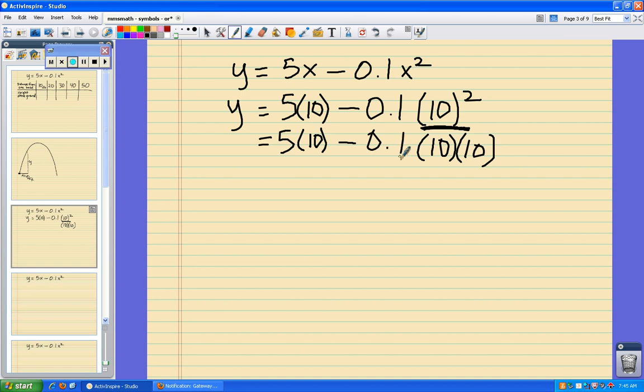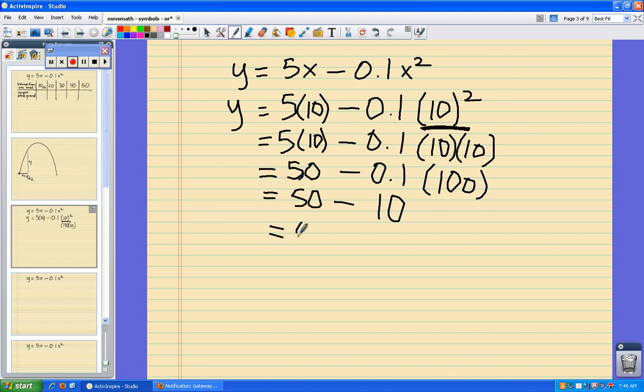Now we start our calculations. Do we multiply first or do we subtract first? Multiply. So, 5 times 10, 50. We'll take this one in little parts. 0.1, 10 times 10 is 100. Okay, do we subtract first or do we multiply first? We still multiply. So 50 minus 0.1 times 100, 10.